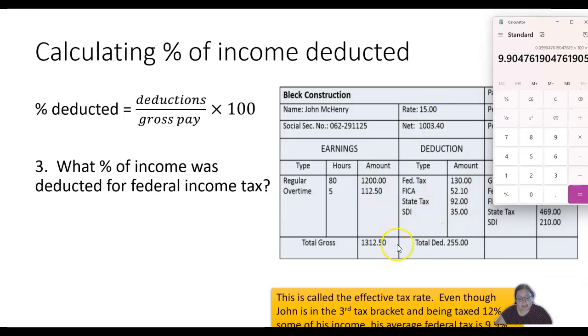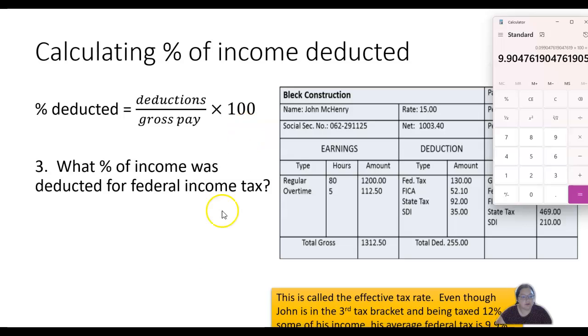So what that's telling me is that John is paying an average tax of 9.9%. Even though John is in the third tax bracket and there's a portion of his income that's being taxed 12%, overall he's really being taxed 9.9%. This is called the effective tax rate. Okay, your effective tax rate says we know that we're in different brackets and some of our income falls into each bucket, but overall, this is the percentage that we're paying.